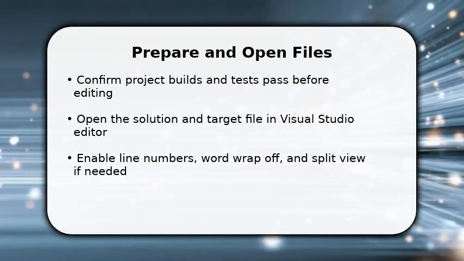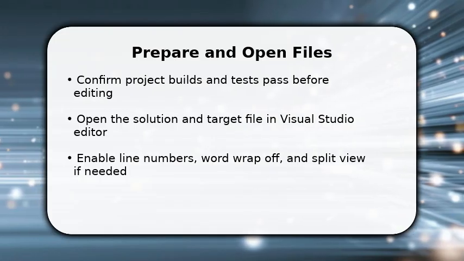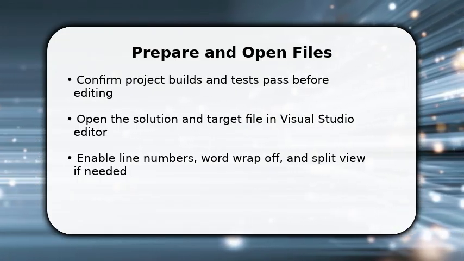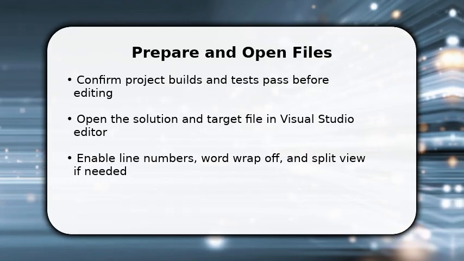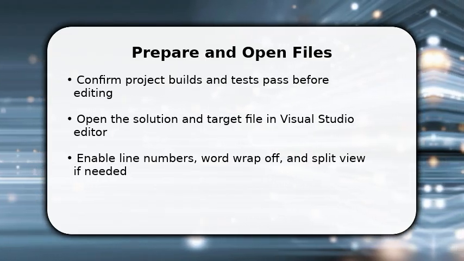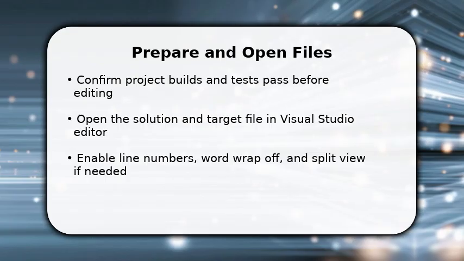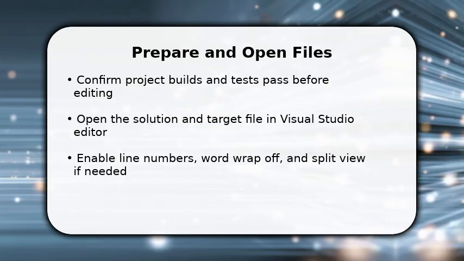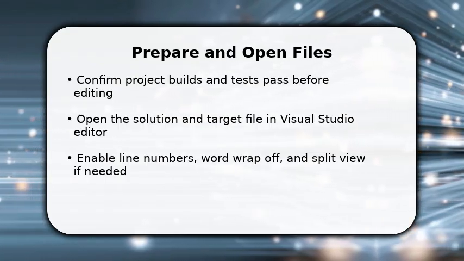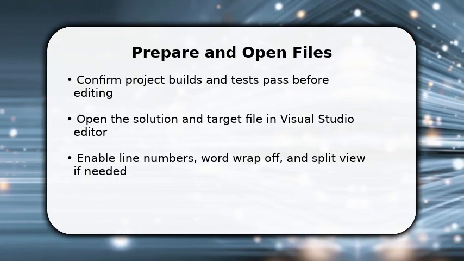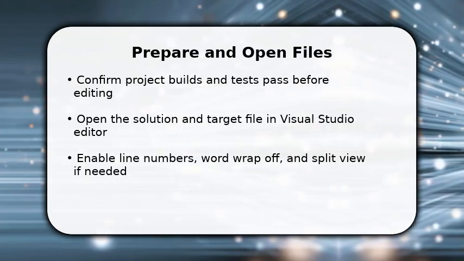You start by checking prerequisites and opening the right files. Make sure the solution compiles and tests run so you don't introduce regressions. Once done, open the target file and related dependencies in split view so you can reference callers and definitions. Make sure line numbers are visible and take a quick backup or commit to source control.